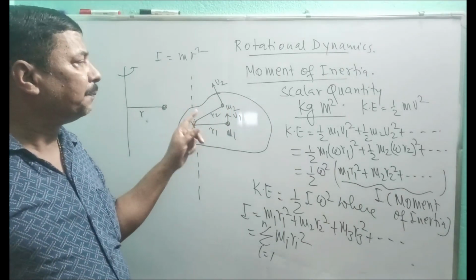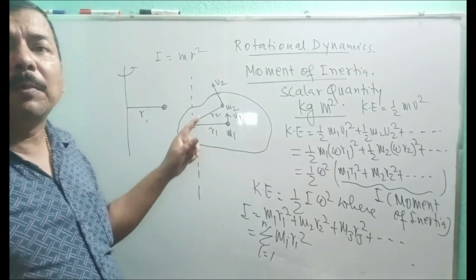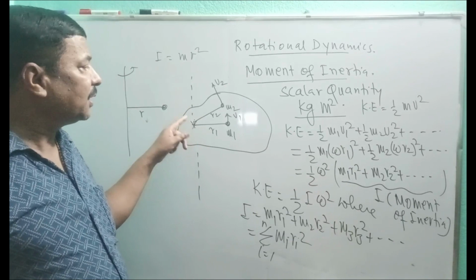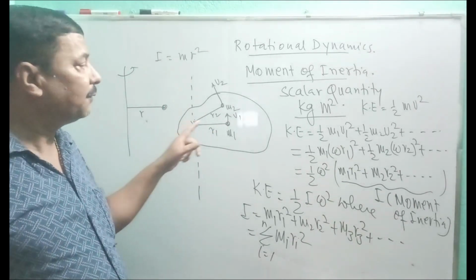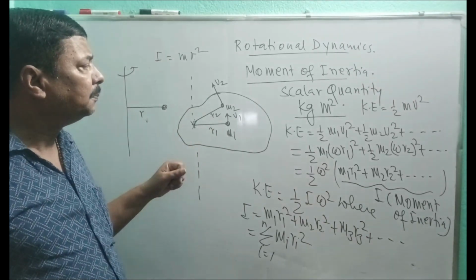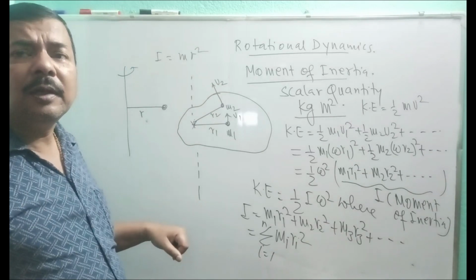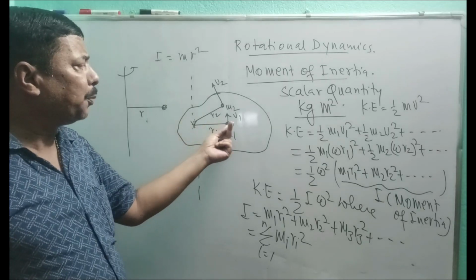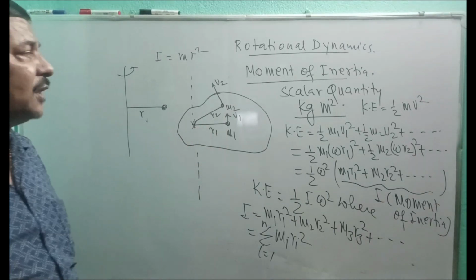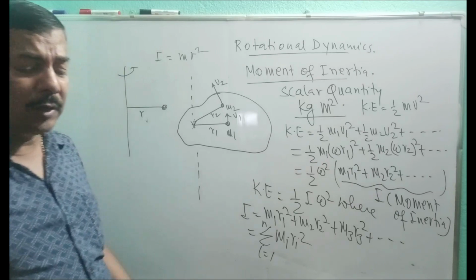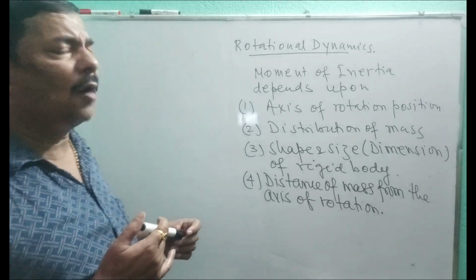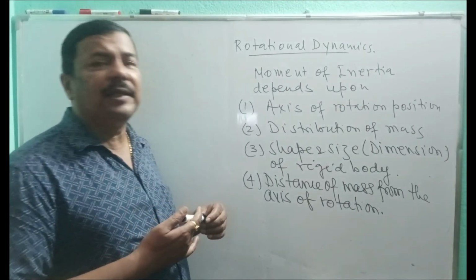Now think and imagine, what are the factors on which this moment of inertia depends? First, the position of axis. If I am taking this axis, the moment of inertia will be different. If I am taking this axis, the moment of inertia will be different. Second, the mass. Third, the dimension, mass distribution, and position of mass also. How much mass is there? You should understand this fact in a very careful manner, and I will write it also. So we can understand that moment of inertia of a rigid body depends upon these factors.